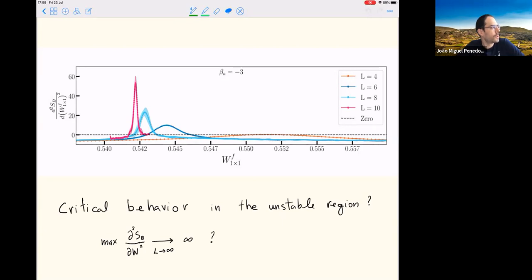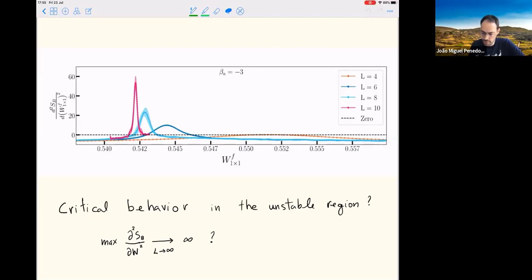I think it shouldn't happen, right? Because the entropy is related to just the free energy and the energy, so all these quantities should be continuous. Only the derivatives should be discontinuous. So I would be surprised. I don't know any system like that. But if anyone has a similar example, I would be happy to hear about it.